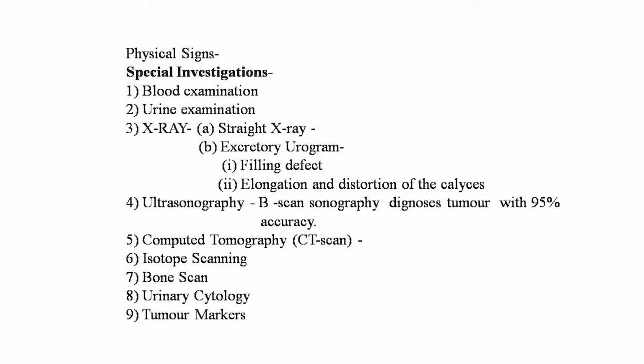Then the special investigations of these are blood investigation, urine examination, and X-ray: straight X-ray, X-ray radiogram showing filling defect, elongation and distortion of the calyces. Ultrasonography, B-scan sonography, diagnoses the tumor with 95% accuracy. Computed tomography, CT scan, should be done. Isotope scanning, bone scan, urinary cytology and tumor marker study should be performed.